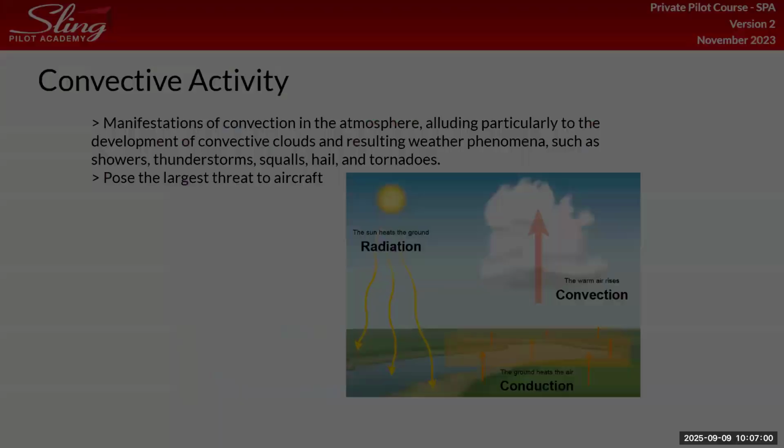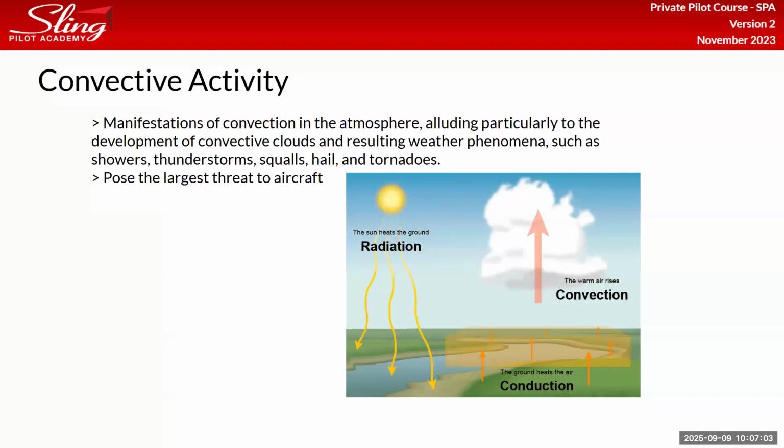Okay, convective activity we already talked about, right? Convection is when the warm air rises. So that's the development of convective clouds from the rising of warm air. Radiation they have on here as heating the ground, and conduction happens when the ground heats the air. So manifestations of convective activity is what poses the greatest threat to aircraft, because it's creating that upward motion, creating showers, thunderstorms, hail, tornadoes.